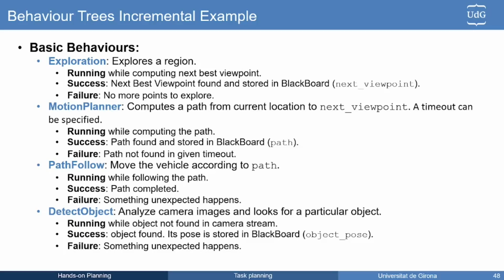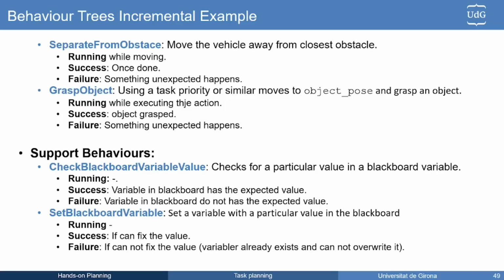Detect object, again, running while there are no objects of interest in the camera stream. Success if an object passes in front of the camera, and it also stores the position of the object in the blackboard. And failure: again, I will not assume that this node can return a failure, but we should be able to implement some extra logic in case this one fails. And then we have a couple of extra behaviors.